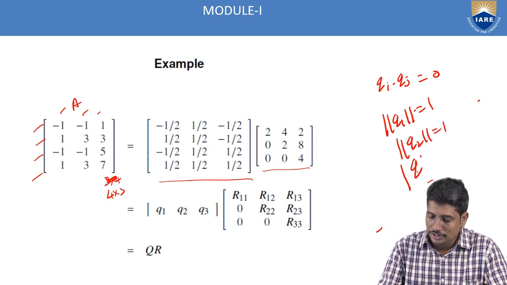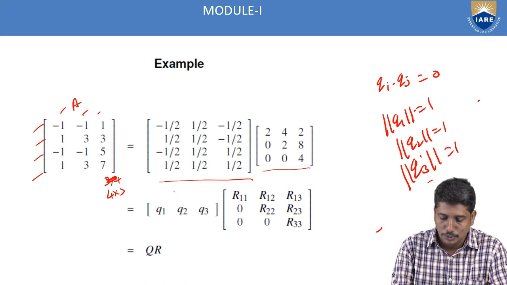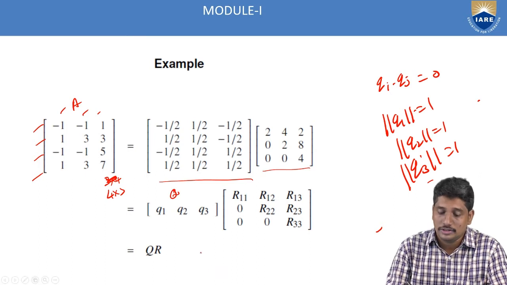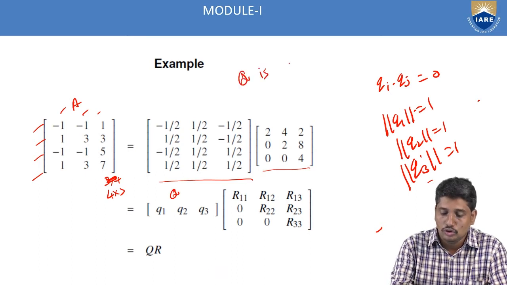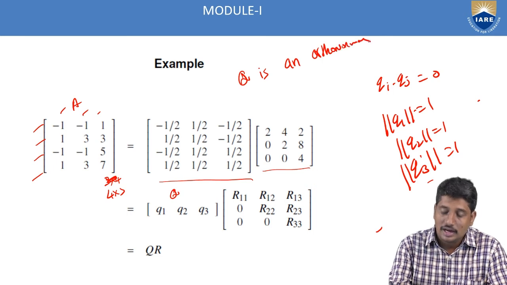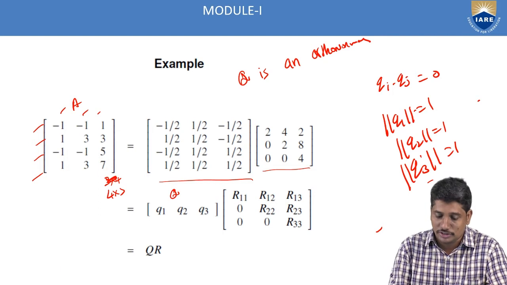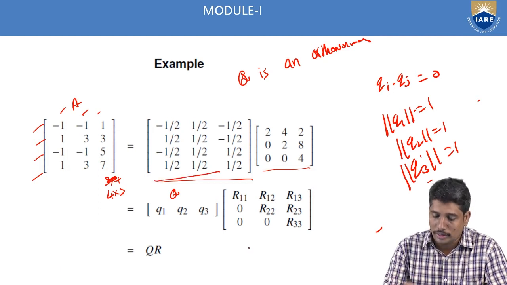With this, we conclude that this matrix Q is an orthonormal matrix. Okay, and hence the first condition has been satisfied. In the QR decomposition, the first matrix should be an orthonormal matrix, which we have verified successfully.